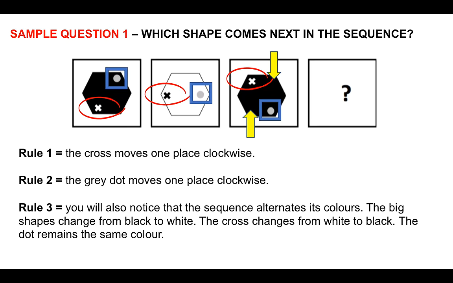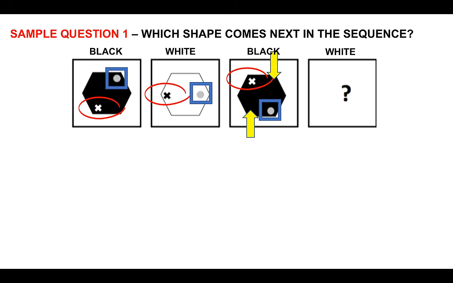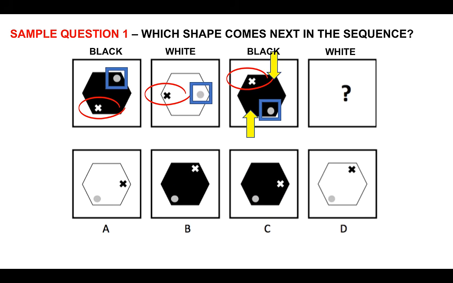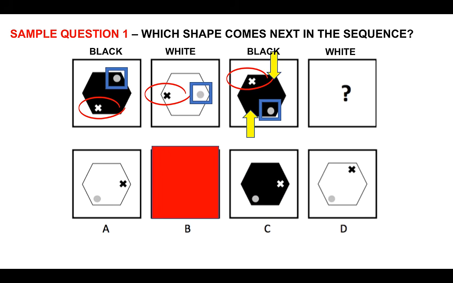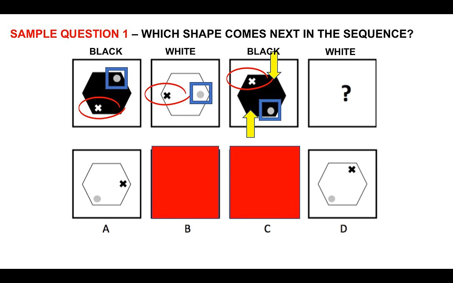There's also one other rule, which is really obvious, and that is the fact that you'll notice the sequence alternates from black to white to black. So we are looking for something that is white. And this is a great tip: when you're answering these questions and you automatically work out a sequence, if we put up the options there, you can eliminate straight away the black shape. So you are just left with A or D.